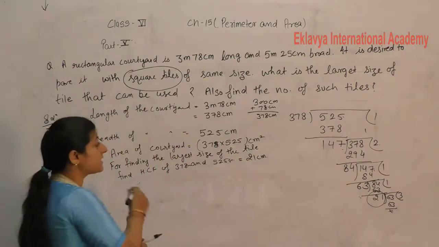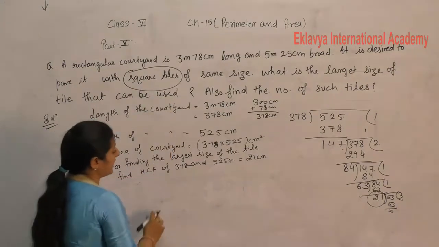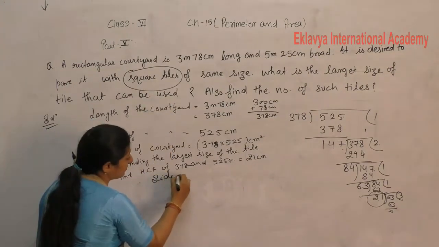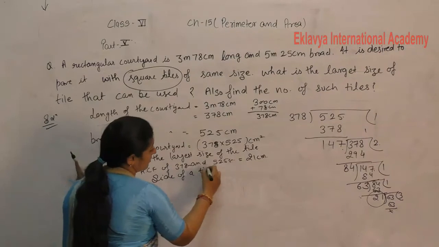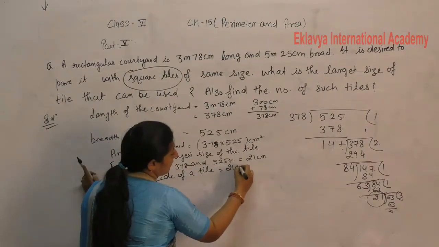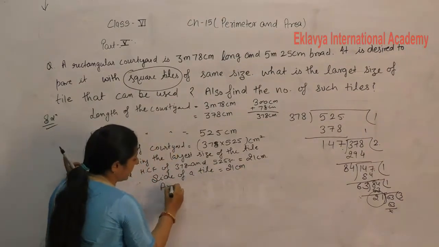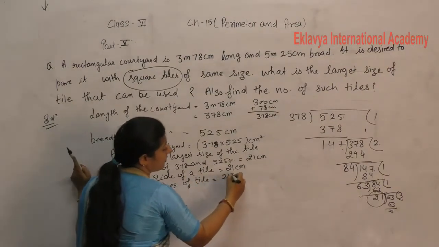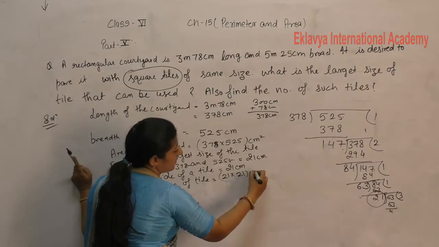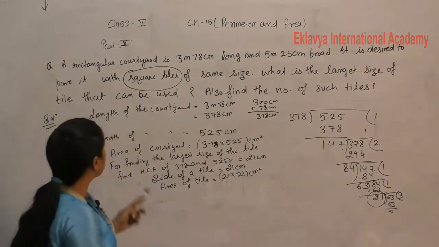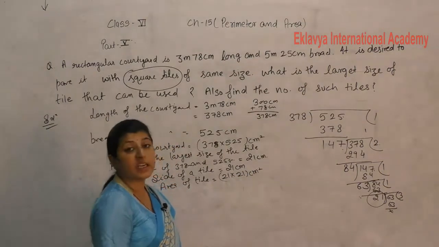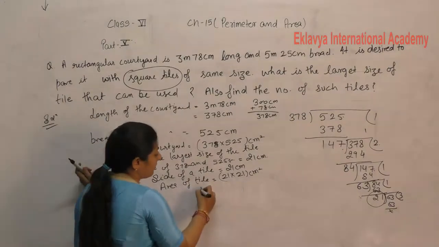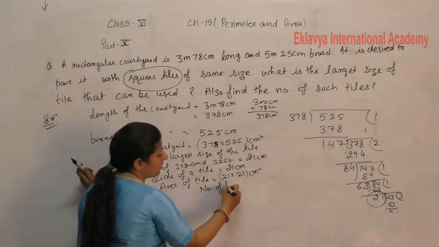It means the tile is a square tile, so the side of a tile is equal to 21 centimeter. Then area of tile is equal to 21 into 21 centimeter square. In the last, also find the number of such tiles. Number of tiles, how to find out?